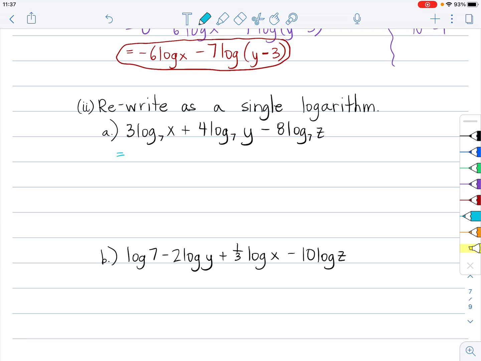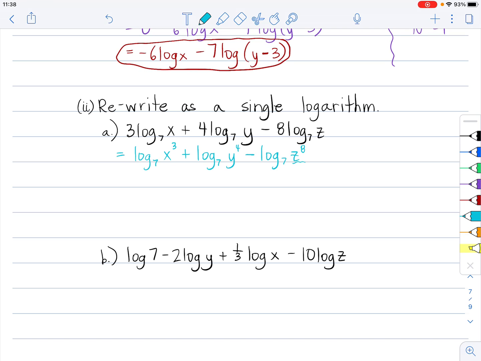So example A, 3 log base 7 of x plus 4 log base 7 of y minus 8 log base 7 of z. Step 1 is to pull up my exponents. So this is log base 7 of x cubed plus log base 7 of y to the 4th minus log base 7 of z to the 8th. Positives stay positive, but we're going to leave the minus down below because that minus just means that the z to the 8th goes downstairs.